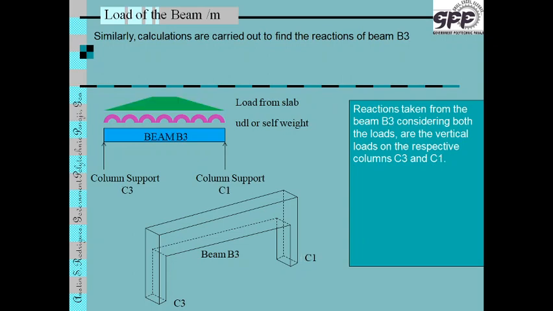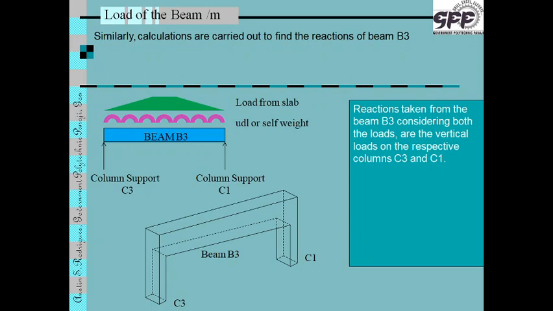Proceeding further, for the next type of beam, that is B3, on B3 we have the load coming from the slab as a trapezoid. Now over here, the load from the slab is coming as a trapezoidal load or gradually increasing load till a certain point, then it becomes a UDL in between, and then it becomes gradually decreasing load, and its self weight is a UDL.